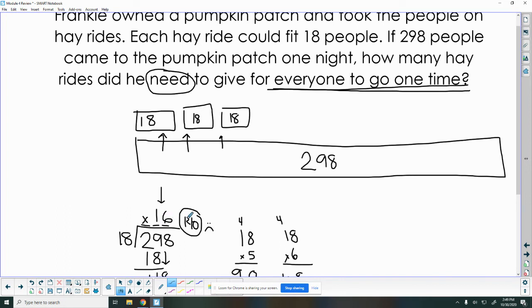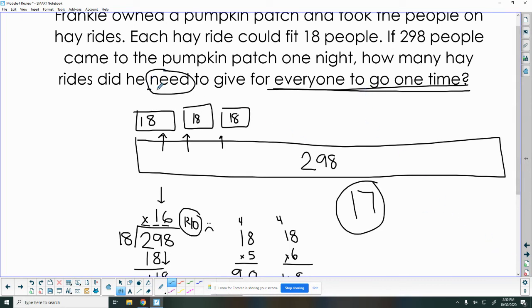So I want you to think, how many hay rides does he need to do so everybody can go one time? All of these people here can fit on one more hayride. So after he does the 16th hayride, he's got 10 more people and they can all fit on that next hayride. So 16 plus one more hayride is 17. He needs to give 17 hayrides in order to fit everybody on there. So he has happy customers.